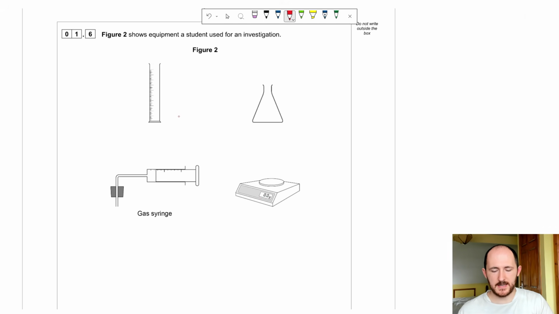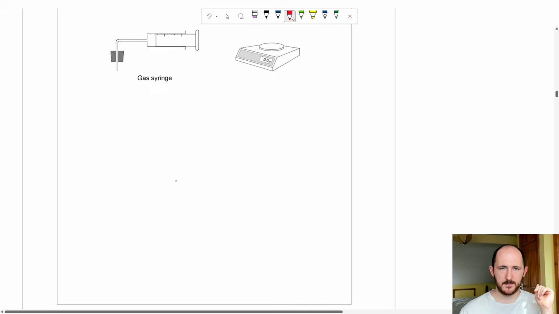How do we measure the volume of gas? Well, we don't use this, a measuring cylinder. That's going to be for the hydrochloric acid. This is where we're going to react the reactants. It's the gas syringe. So this little bung here goes on top of the conical flask, so it blocks anything from escaping. The gas will enter the syringe and push this syringe part out up into a certain volume.